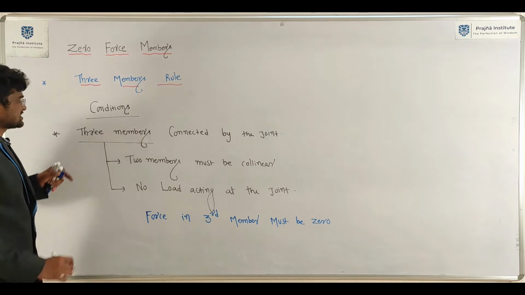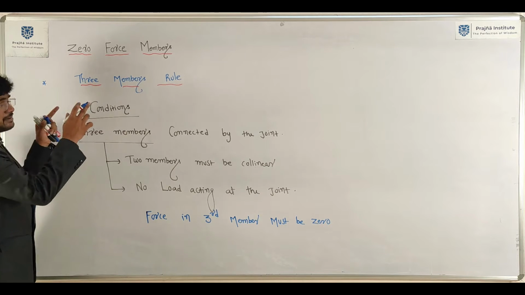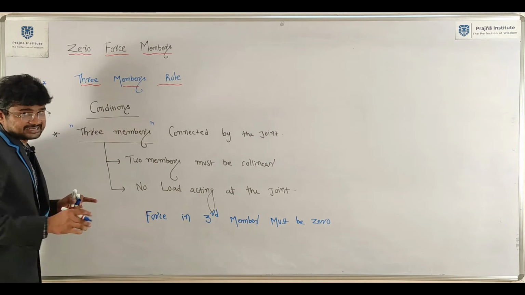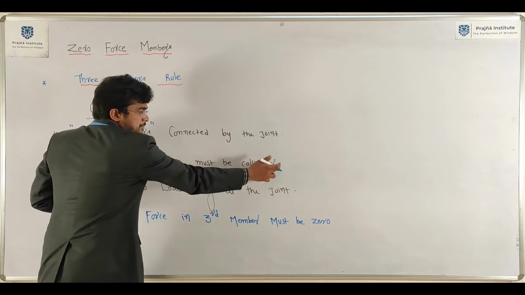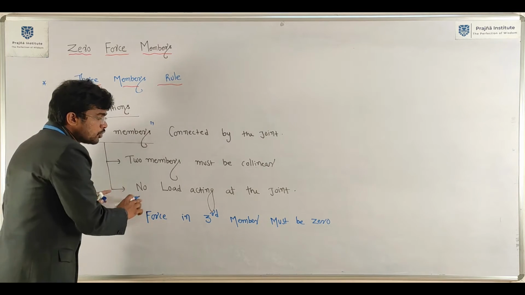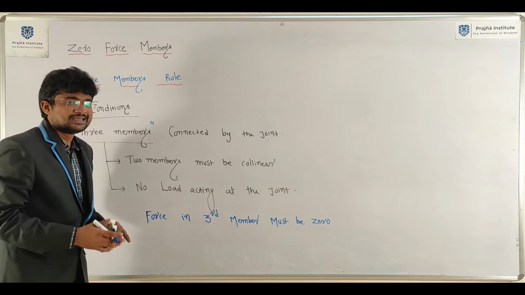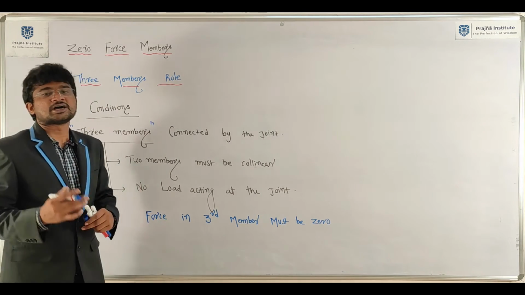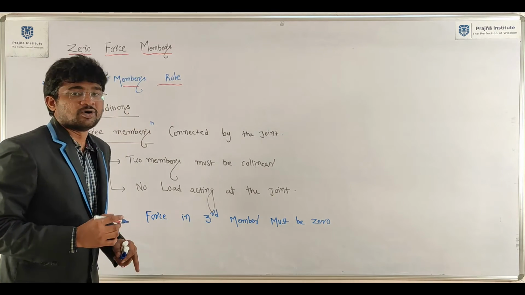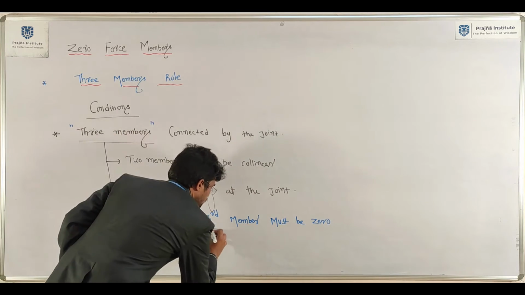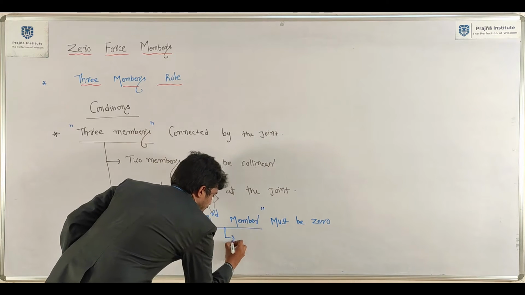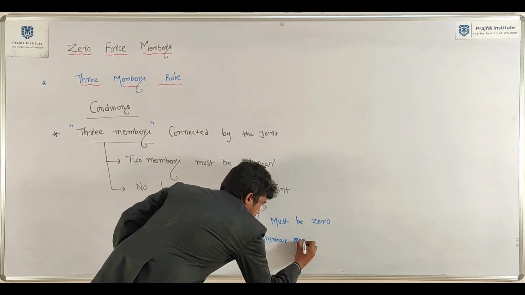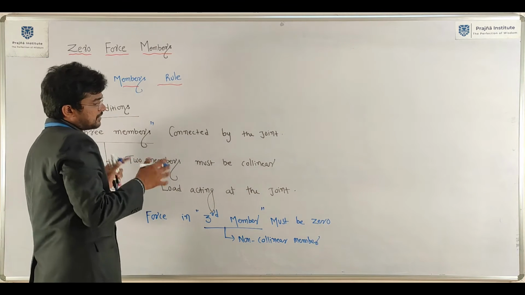Okay, see here, this is the 3 members rule. Condition number 1: 3 members connected by the joint. In that, 2 members must be collinear and no load acting at the joint. Once these two conditions are satisfied, then the force in the third member must be zero. It is the non-collinear member. You can call it a non-collinear member. Okay, 3 members like this.